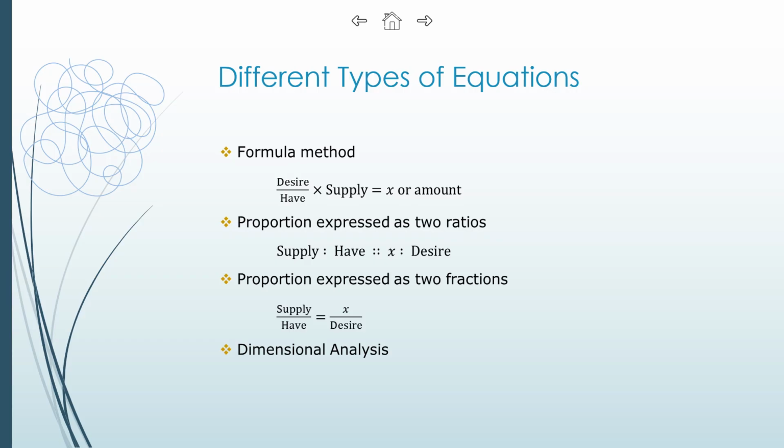There's a formula method, a proportion method, and dimensional analysis, different ways that you have to do different equations. All of these will give you the same answer. Pick the one that works best for you. For me, I use desired over have times supply. That is the easiest. It's the simple method, and plugging those numbers in is going to give you the right answer 99% of the time.